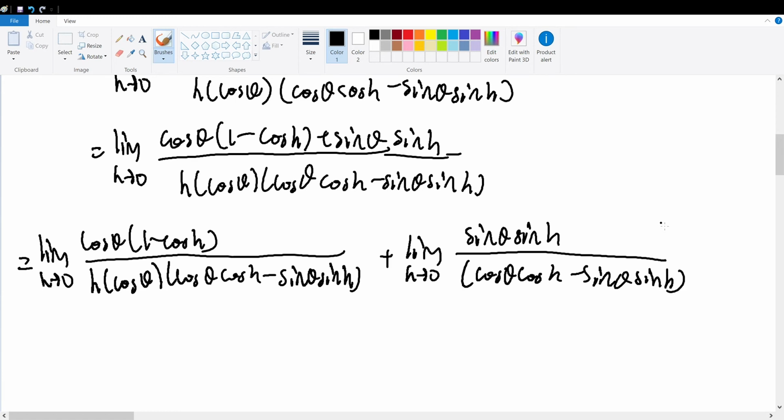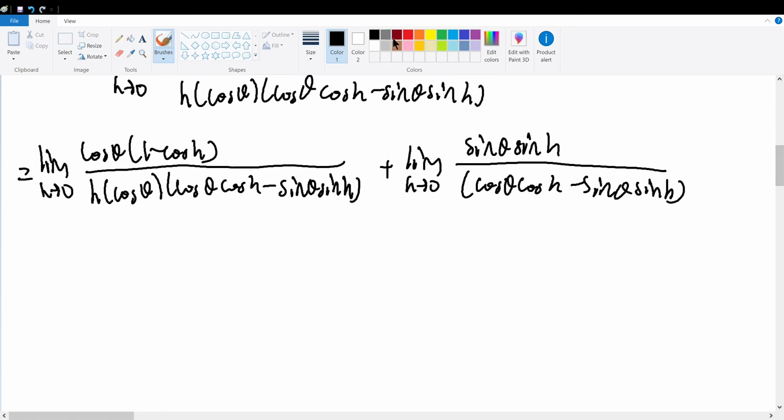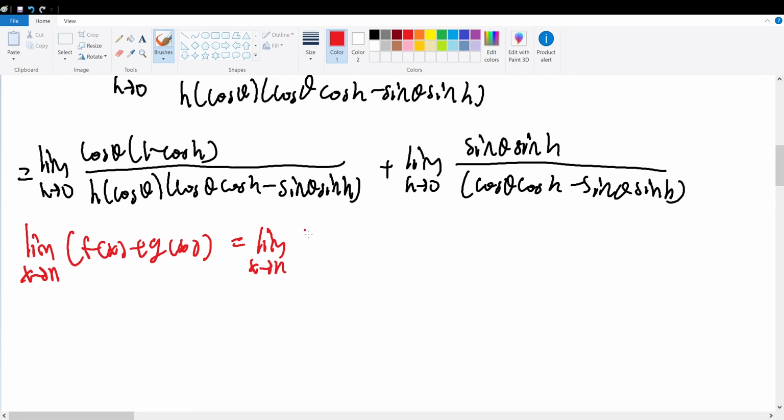And what I can now do is, but before I move on to this, I must justify why I can do this. The reason why I can do this is because of a limit property, which is the limit, as x approaches n, of the sum of two functions represented by f of x and g of x will be equal to the limit, as x goes to n, of our first function f of x plus the limit, as x goes to n, of our second function g of x.